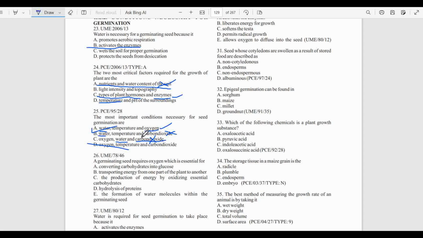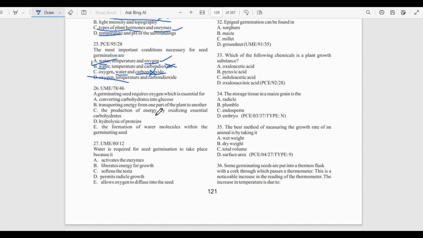Next question, question 26. A germinating seed requires oxygen, which is essential for converting carbohydrates into glucose, transporting energy from one part of the plant to another, production of energy by oxidizing essential carbohydrate, hydrolysis of protein, formation of water molecules within the germinating seed. The answer to that would be tissue respiration. Oxygen is needed for tissue respiration, and that leads to the production of energy. So oxygen will be needed to produce energy, and the right answer to that question would be C, the production of energy by oxidizing. Oxygen is needed to oxidize essential carbohydrates.